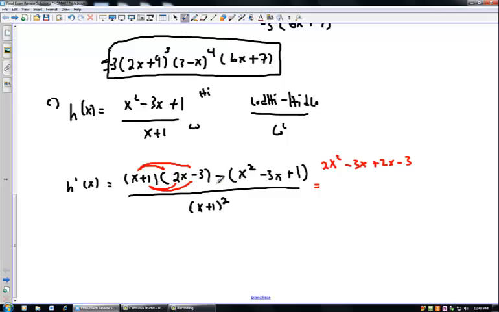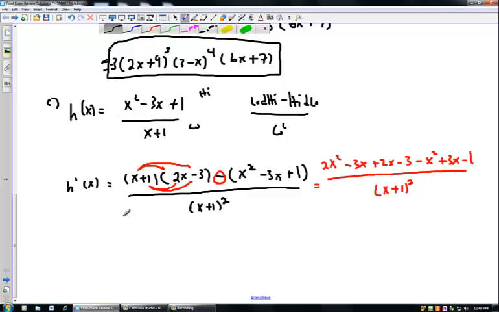And then distribute this negative sign through, so I have minus x squared. Minus a negative is a positive, so plus 3x. And then minus a positive 1 is minus 1. And then all over low squared, so x plus 1 quantity squared.